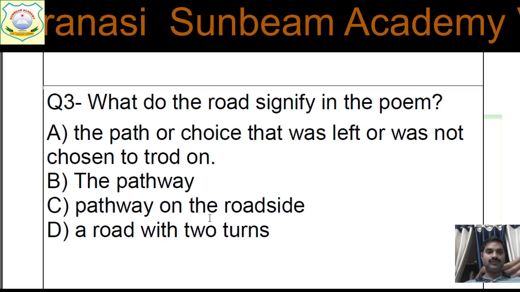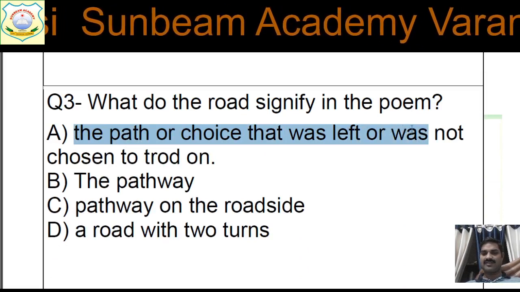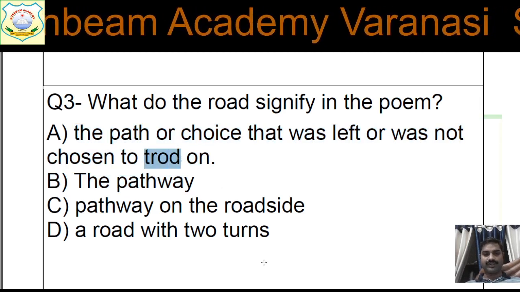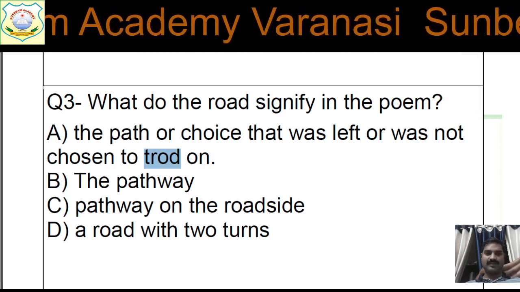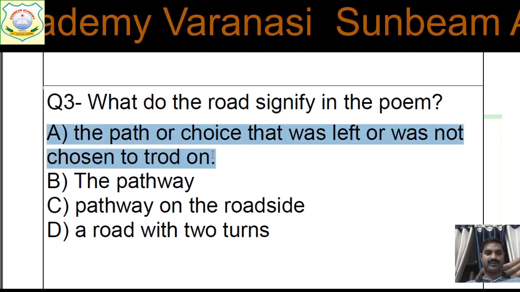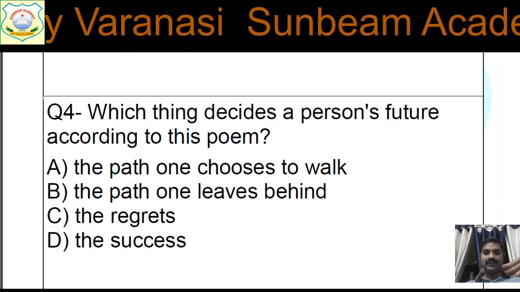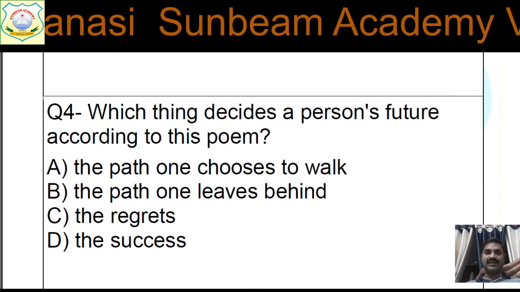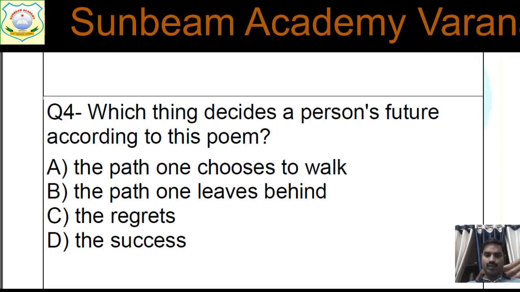Next is, what do the roads signify in the poem? The path or choice that was left or was not chosen. To trod on means to walk on, children. Trod on means to walk on. Next option is the pathway on the roadside, a road with two turns. I think the first option is the correct option, this one. Next is, children, fourth. Today we are a bit quick because we have wasted our 10 minutes in discussing the blueprints and the name of the chapters. So we are required to be a bit quick.